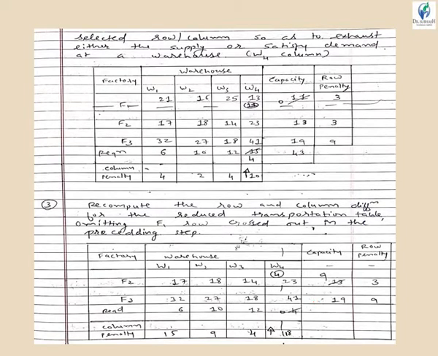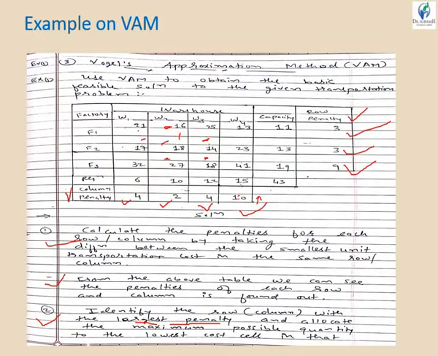So again I have drawn the table over here, and you can see that column 4 has the maximum penalty, that is 10, from all other penalties that you have calculated for the columns as well as for the rows.